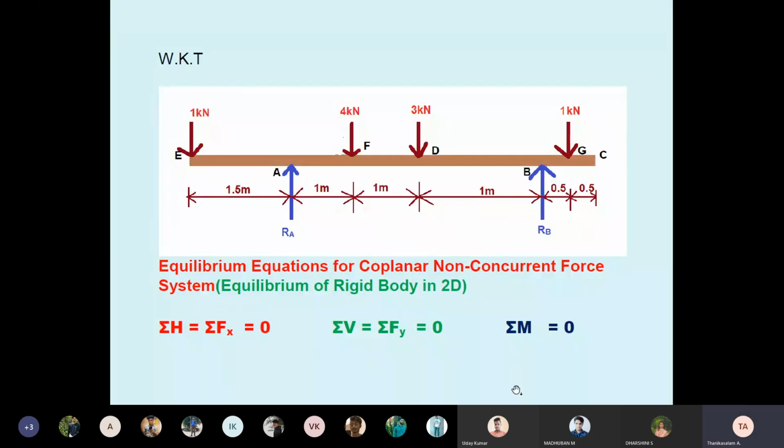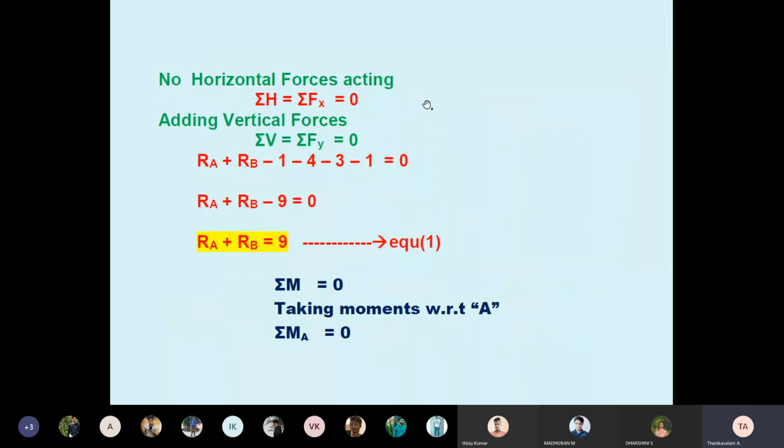Then you have to use the equilibrium equations. It's a non-concurrent force system, so apply all the concepts. There is no horizontal force, leave it. Vertical force: vertical upward positive, downward negative, equal to 0.